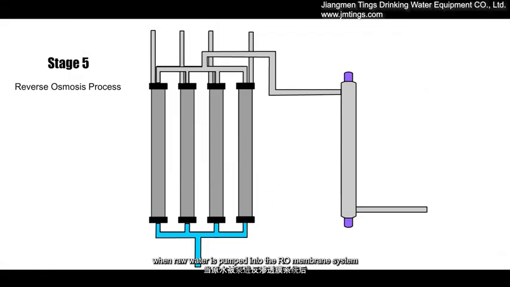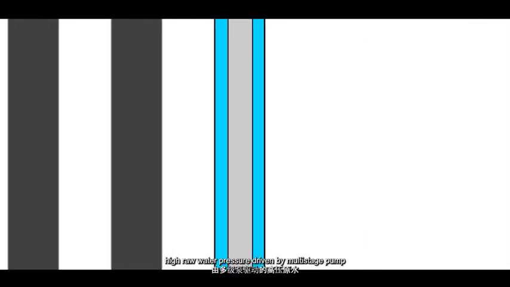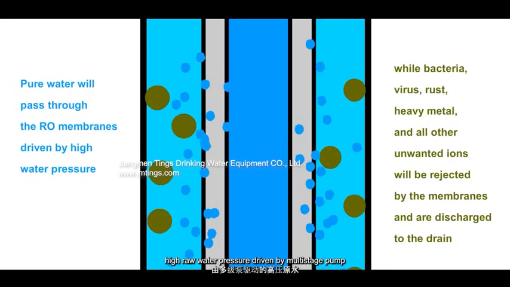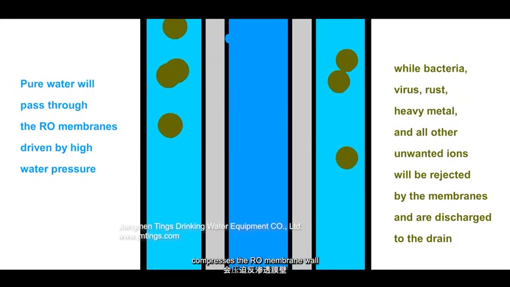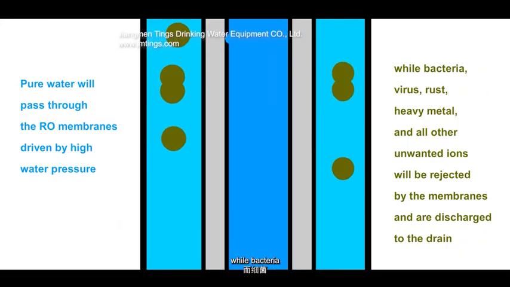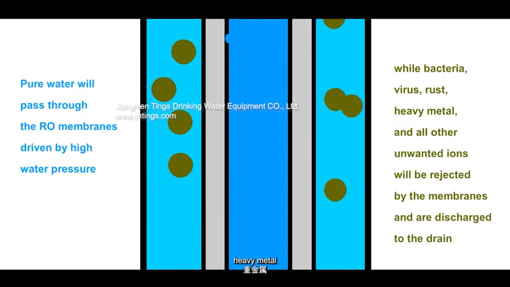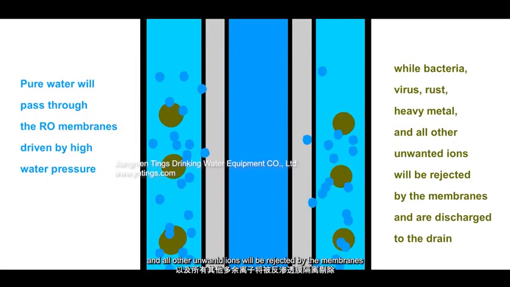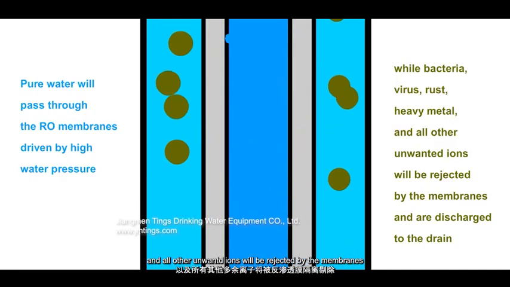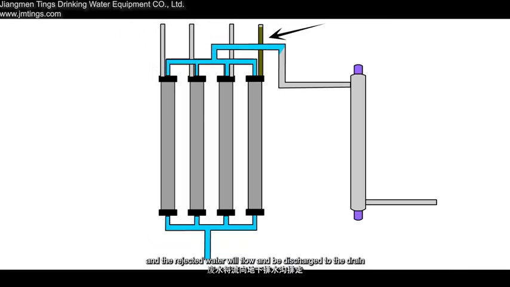When raw water is pumped into the RO membrane system, high raw water pressure driven by a multi-stage pump compresses the RO membrane wall. Pure water will pass through the membranes, while bacteria, virus, rust, heavy metal, and all other unwanted ions will be rejected by the membranes, and the rejected water will flow and be discharged to the drain.